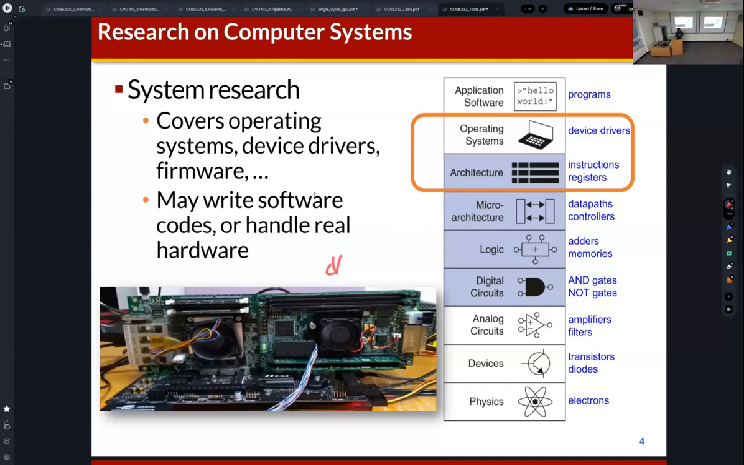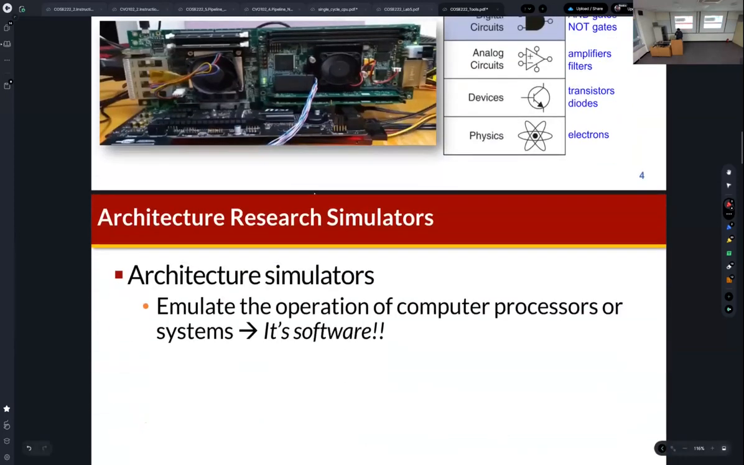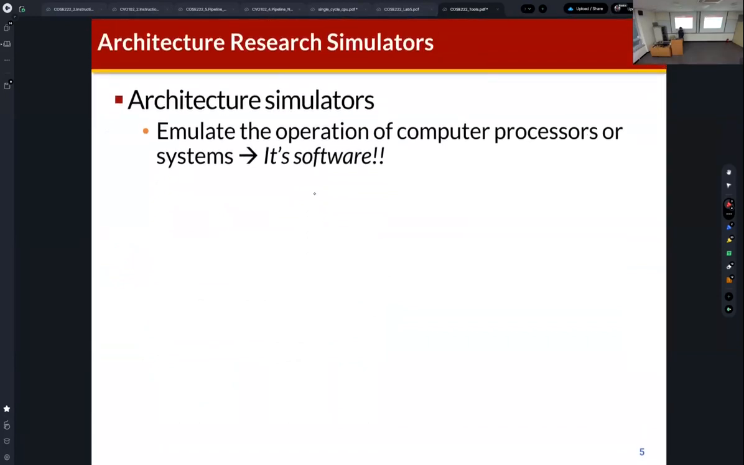We can also use real systems, which can run system software or operating systems, and these systems can also include an FPGA. We can modify the logic design inside the FPGA, but it's also very difficult. So for architecture research, we can use simulators. Then what are simulators?